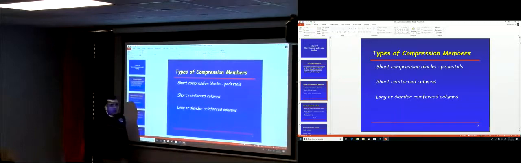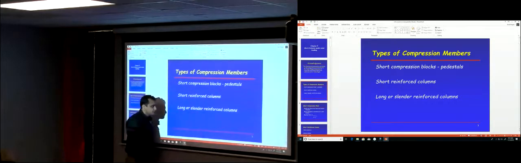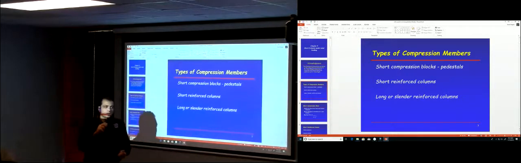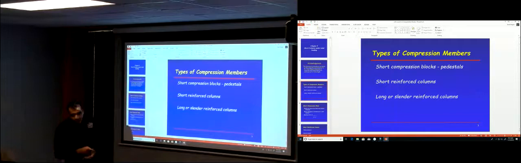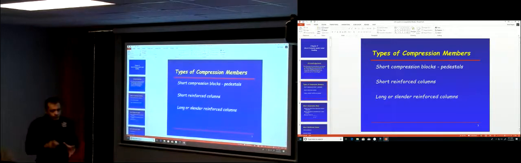If the height of the column is more than this, then it's either a short reinforced column or a long or slender reinforced column. The difference between both is that short reinforced columns are columns where buckling would not happen. It's short so that buckling doesn't happen. You compress it, it's just going to fail due to the high compression force, the failure of the material itself, not because of buckling or instability in the column. While long or slender reinforced columns fail not due to the failure of the material, but due to the buckling of the column.